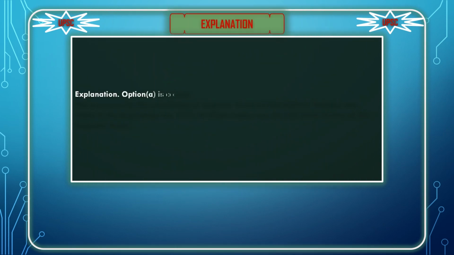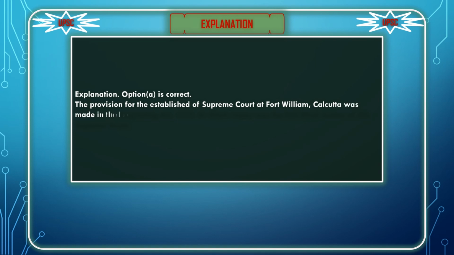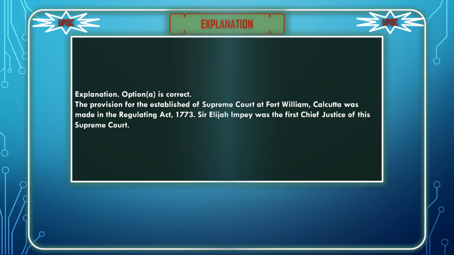Explanation. Option A is correct. The provision for the establishment of Supreme Court at Fort William, Calcutta was made in the Regulating Act, 1773. Sir Elijah Impey was the first Chief Justice of the Supreme Court.